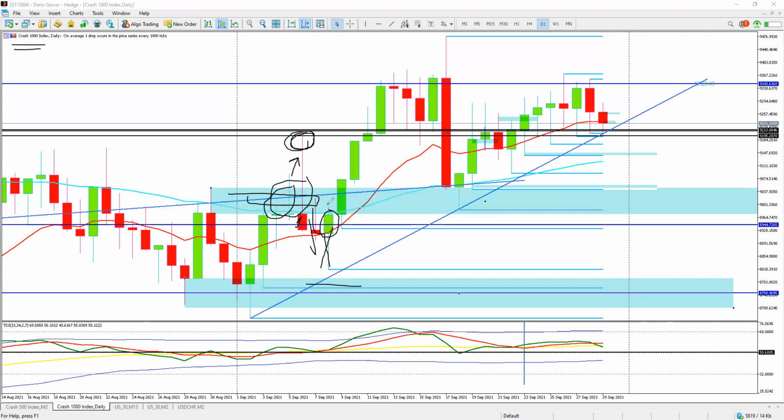So let me explain candlesticks while we're still there. Candlesticks like these ones.